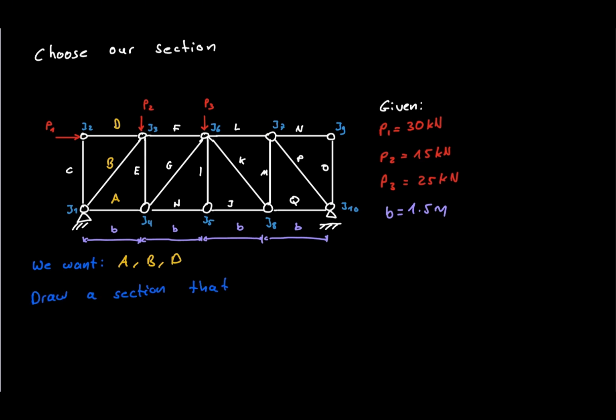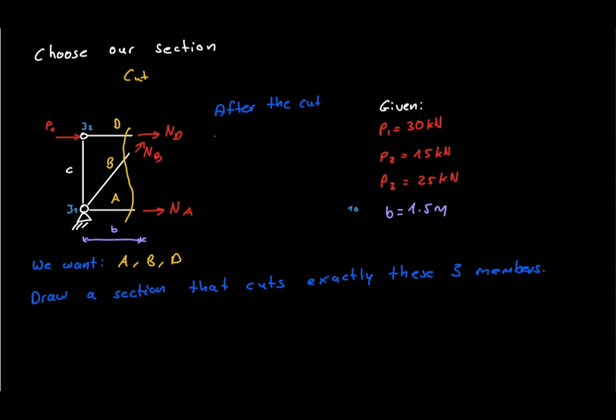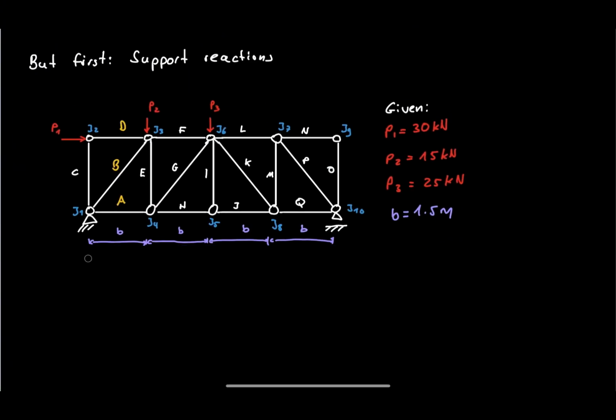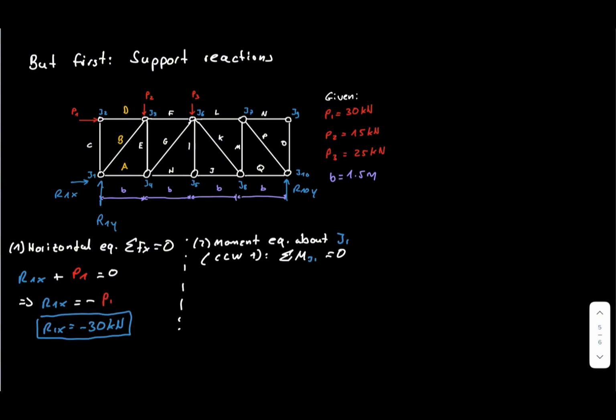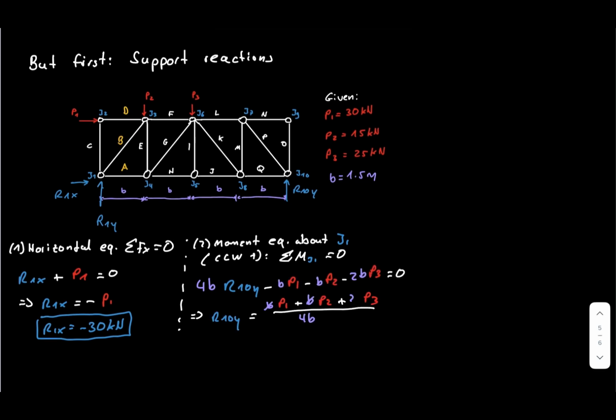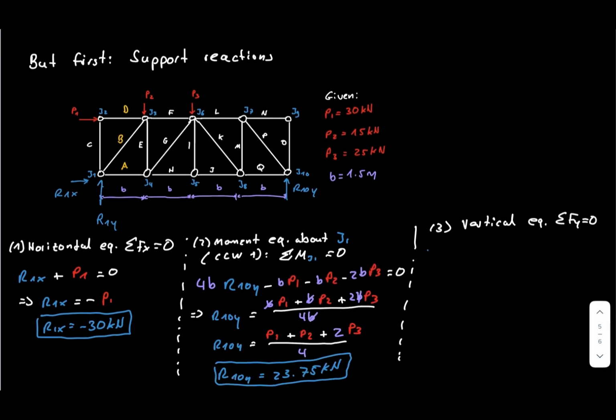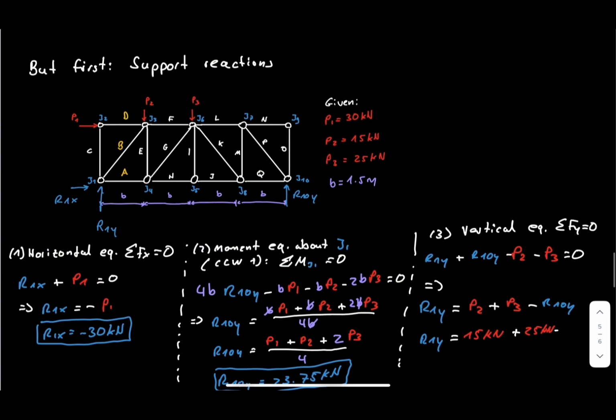Instead of solving the complete truss joint by joint, we draw a section that passes directly through these three members. Before using the section, however, we first need the support reactions. Horizontal equilibrium gives a horizontal reaction of 30 kilonewtons acting opposite to the applied horizontal load. Taking moments about the left support gives a vertical reaction of 23.75 kilonewtons at the right support. Vertical equilibrium then gives 16.25 kilonewtons at the left support.